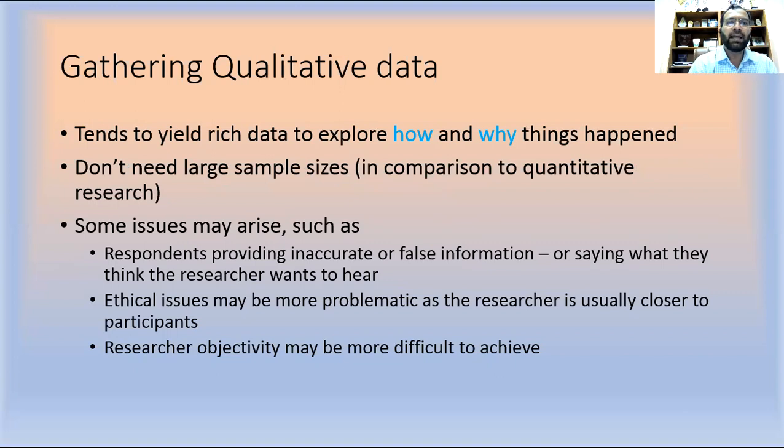So, gathering qualitative data tends to yield rich data to explore how and why things happen. Instead of the specific data in terms of attributes, we are more interested in rich data, because we need to explore how and why things happened. So we need to know exactly how that particular event has happened, how it has affected those people, and what are the reasons behind it.